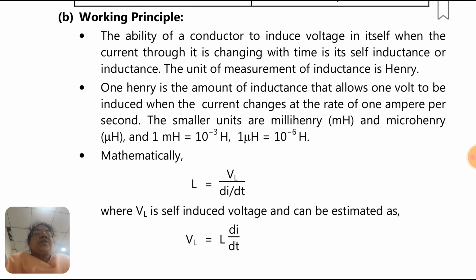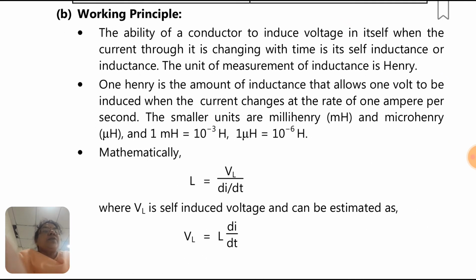Now what is the working principle? The ability of a conductor to induce voltage in itself when the current through it is changing with time is its self-inductance, or inductance. The unit of measurement of inductance is the Henry. 1 Henry is the amount of inductance that allows 1 volt to be induced when the current changes at the rate of 1 ampere per second. The smaller units are millihenry and microhenry. 1 millihenry is 10 raised to power minus 3, and 1 microhenry is 10 raised to power minus 6 Henry.